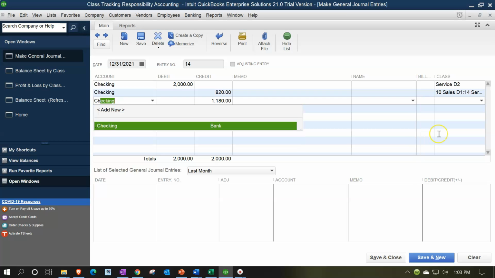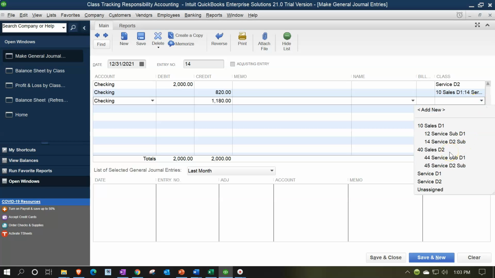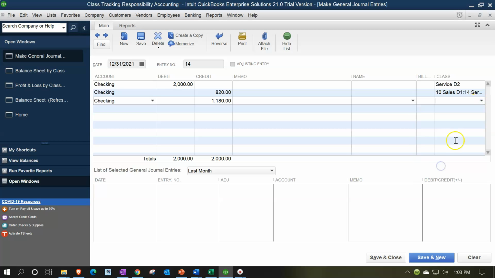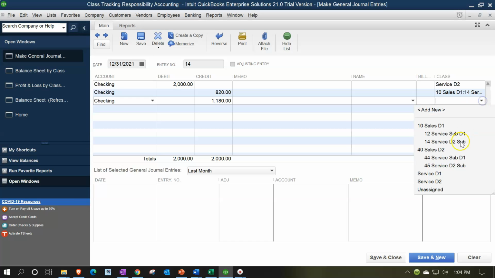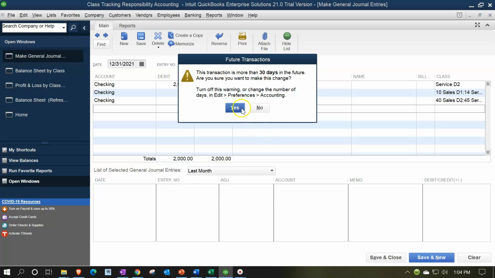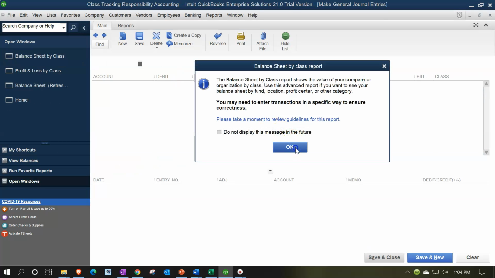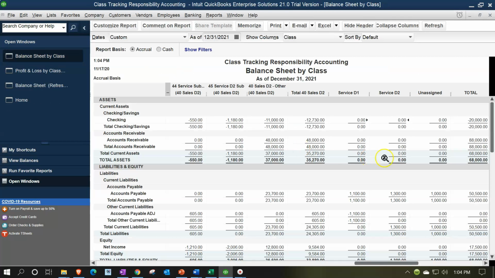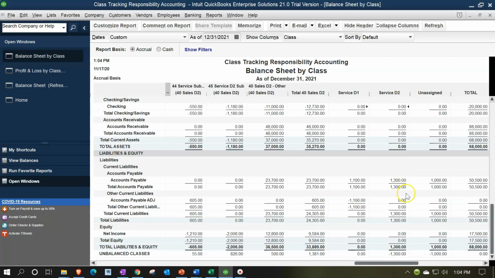And then we have the checking account again. And this is going to go under the sales D2, D2. I really want to say R2 and then D2, D2. But okay, so there we go. Let's go ahead and save it and close it. And okay. So now we've zeroed that one out.